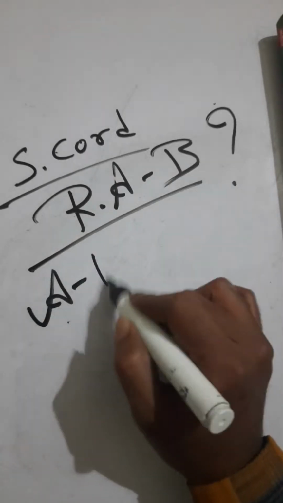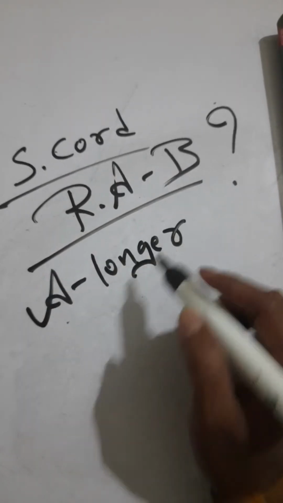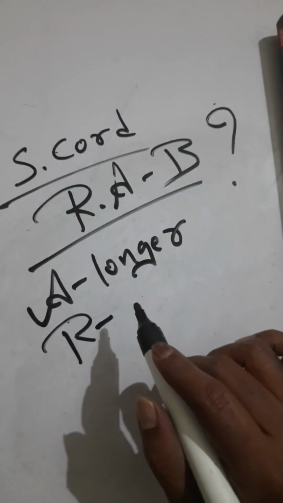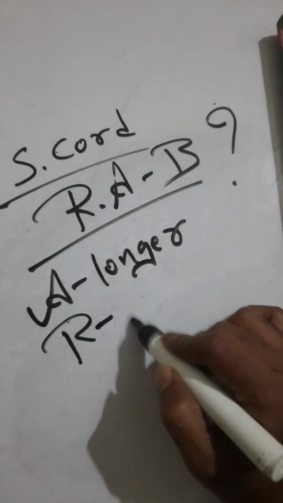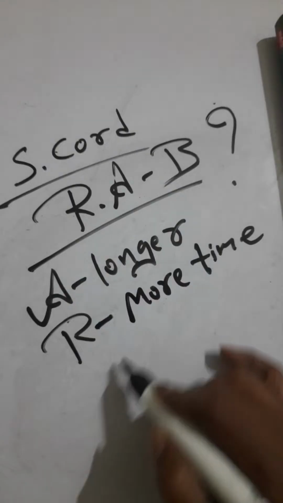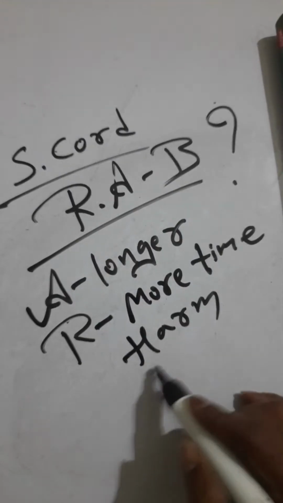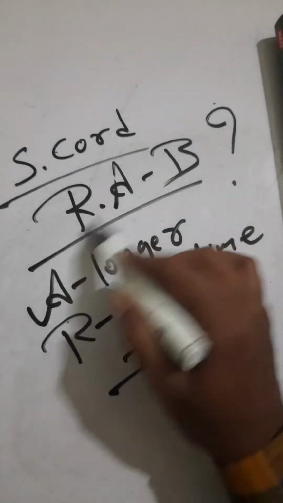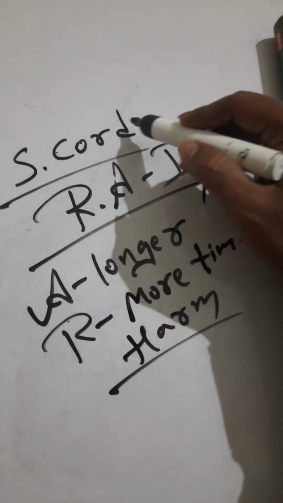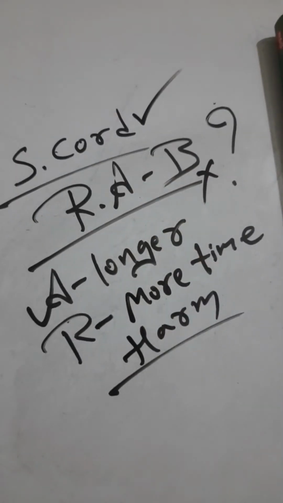Action time would be longer, and the response to any stimuli would also take more time, and there may be harm for the organism. Hence for reflex action, brain is not responsible, spinal cord is responsible, students. Is it clear? Successfully we have completed 14 questions, students.